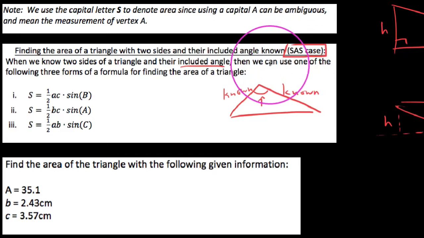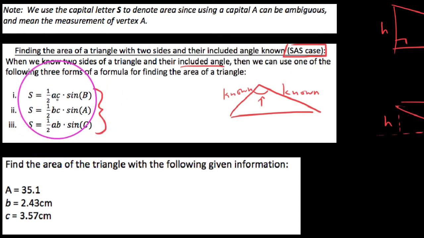If you had two known sides and a known angle that is included between them, then we could use one of these three formulas that you see here. An important thing to do is remember how to memorize these. To put it very bluntly, as far as finding the area goes, it's just the product of 1/2 times the two known sides and the sine of their included angle. So AC sine B, BC sine A, AB sine C.